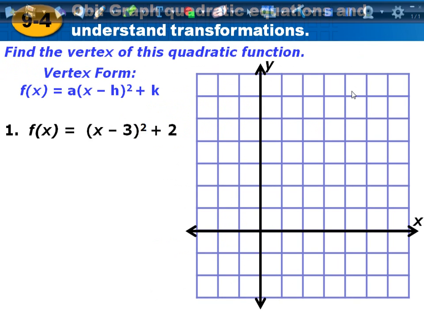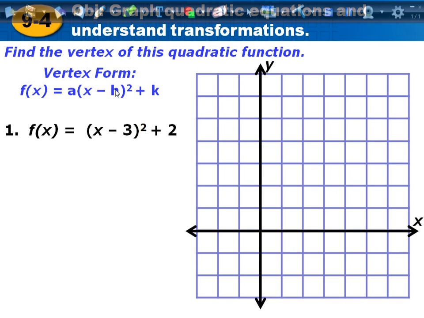All right, so here's number 1. Go ahead and write it down. f of x equals parentheses x minus 3 squared plus 2. Our directions this time just say find the vertex of this quadratic function. I know I have a graph over here, but we're not graphing just yet. All I want you to be able to do in these first couple ones is to pick out the vertex given the quadratic function.